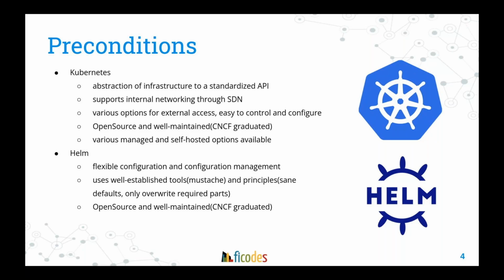And we also use Helm, which is essentially a package manager for Kubernetes deployments. It allows us flexible configuration and configuration management. It also relies on well-established tools like Mustache, for example, in terms of templating, and principles like providing sane defaults, only overriding what is required to keep the actual configuration small, and proper dependency management. And like Kubernetes, it's also an open source project, which is part of the CNCF graduated program. Therefore, it's also something that really can be trusted in production environments.